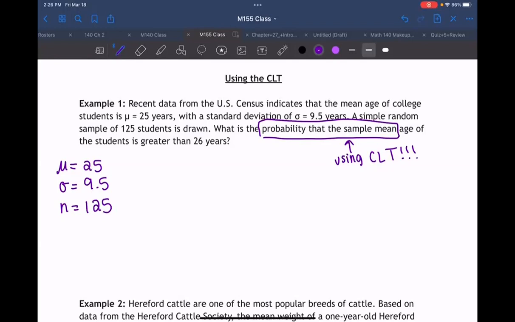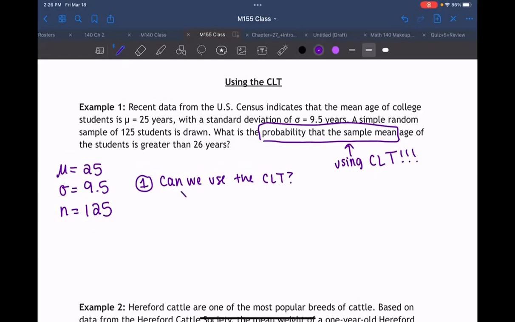All right, so the first question we need to ask ourselves is, can we use the central limit theorem? Well, who thinks we can use the central limit theorem, and why is that? Awesome, awesome. So yes, because 125 is bigger than 30. Awesome. So step one is done.